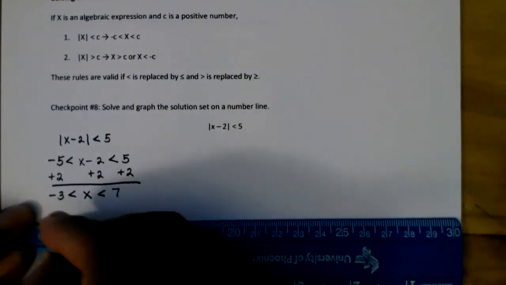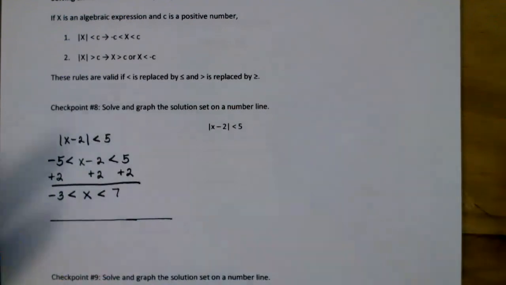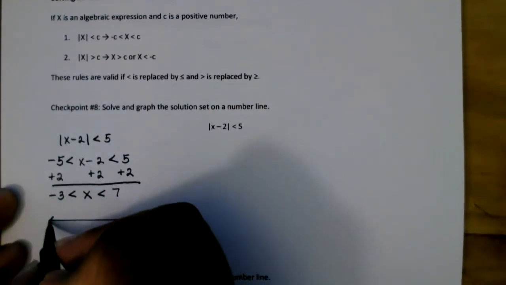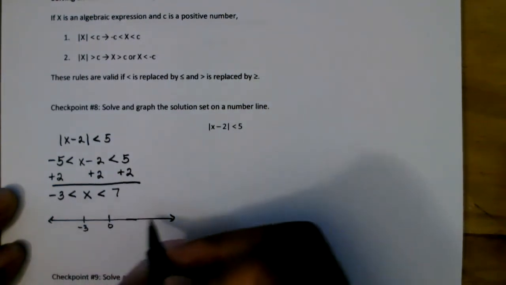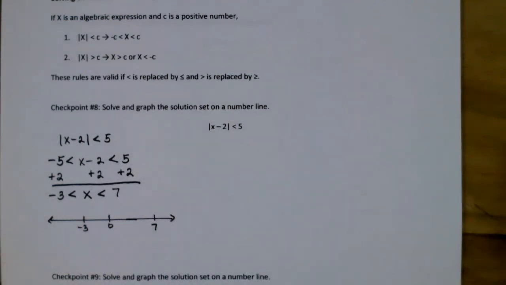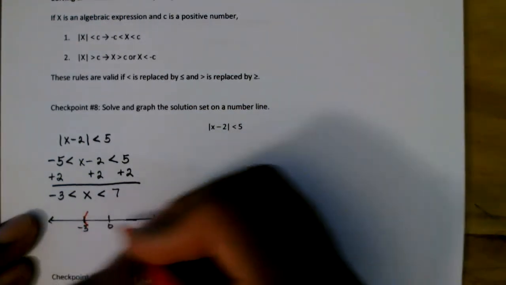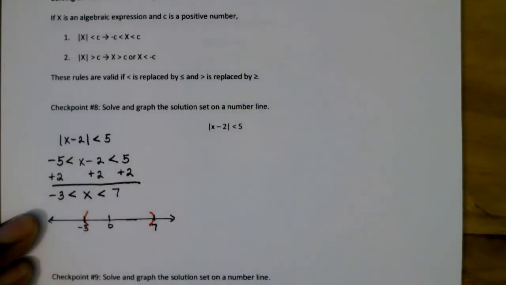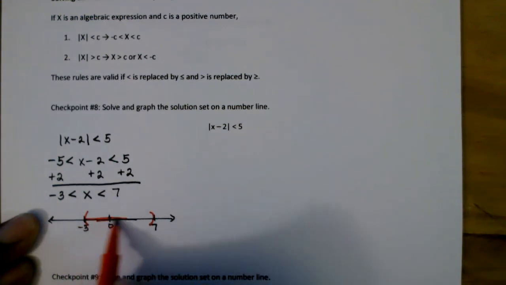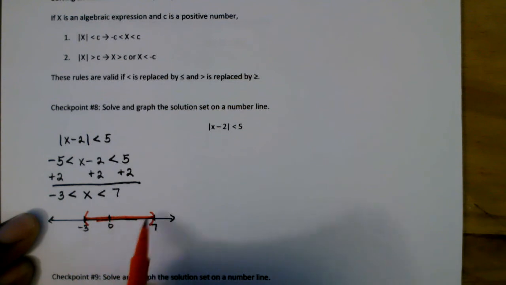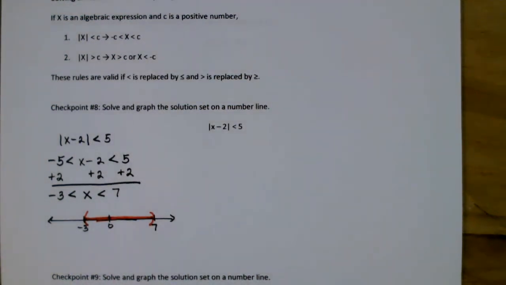Now, if I graph this on a number line, as indicated in the directions, let's see, negative 3 is to the left, 7 is to the right. Both of these inequality symbols are less than. So at negative 3 and at 7, I need to put parentheses at negative 3 and 7. And to show that x is in between negative 3 and 7, we shade in between. Okay.